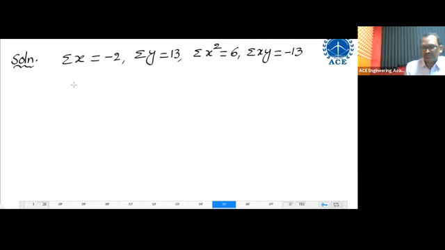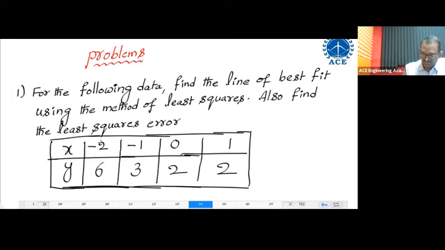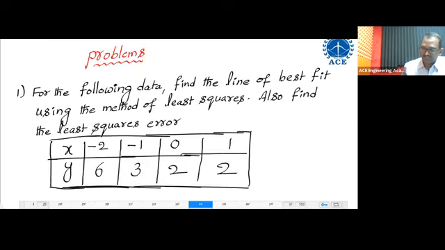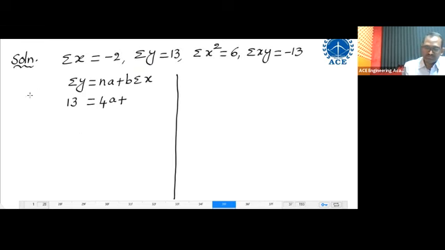So what are the normal equations? First one is sigma y is equal to na plus b sigma x. Sigma y is 13. N means number of points: X0, Y0, X1, Y1, X2, Y2, X3, Y3. 1, 2, 3, 4, so 4 points. What is sigma x? -2, so -2 into b.